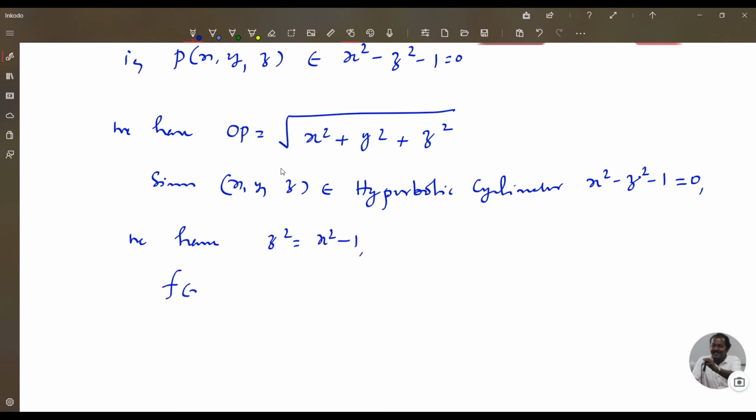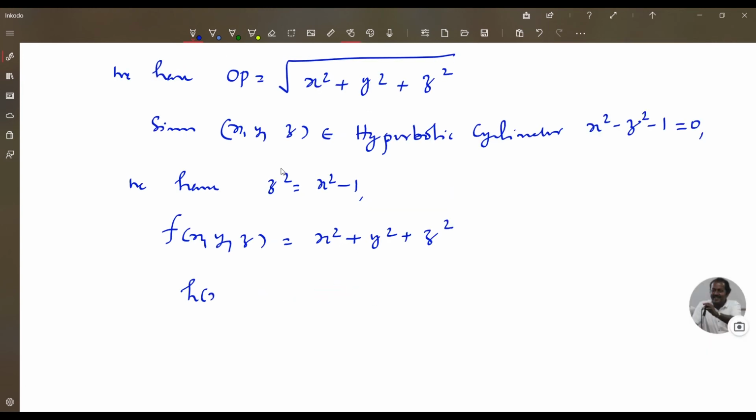And f of (x, y, z) is x square plus y square plus z square, and h of (x, y) is f of (x, y, z) with z square replaced by x square minus 1, because z square is x square minus 1. So this is equal to x square plus y square plus x square minus 1. So that is equal to 2x square plus y square minus 1.